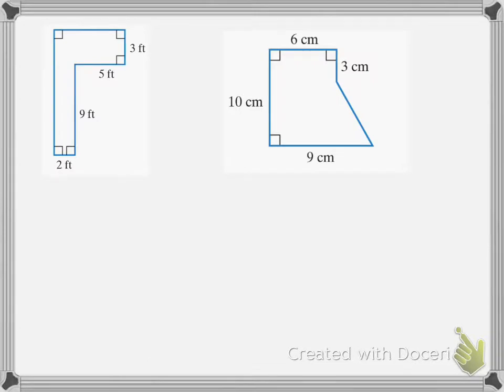Okay, let's find the areas of these figures. These figures have some different parts we could break them up into. So what I would do in this first one, honestly, there's a couple ways to do it. Probably the easiest way to do this is to break this into two rectangles.